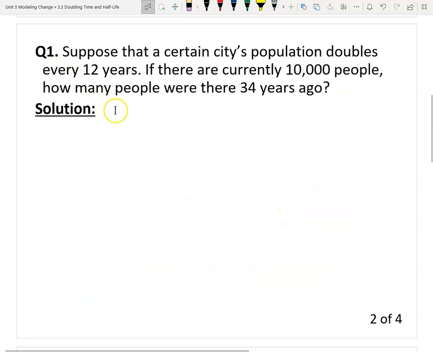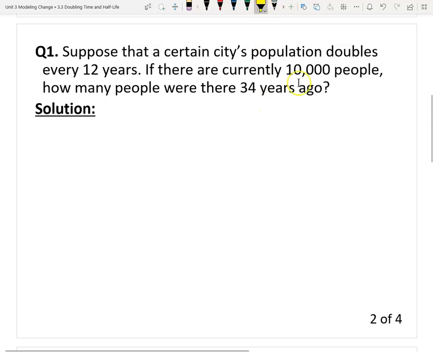Here is the first question. Suppose that a certain city's population doubles every 12 years. If there are currently 10,000 people, how many people were there 34 years ago? First, we know the population grows exponentially because it says double every 12 years. We do have a doubling time, so it is a doubling time growth model. Let's look at the question. How many people were there 34 years ago? 34 years ago is the past time. Therefore, we need to find the initial value.